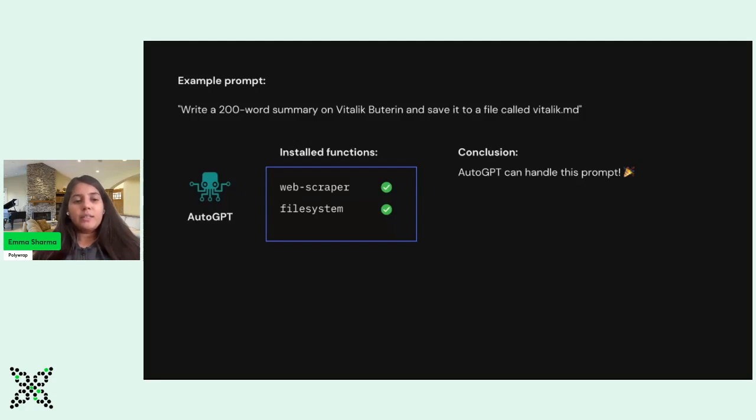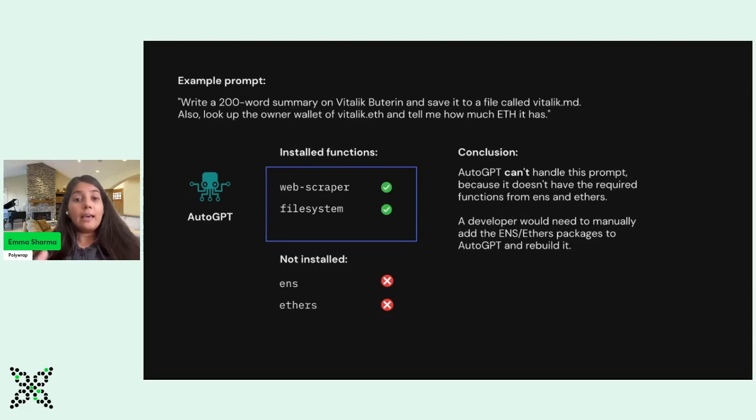If you were to do this, first of all, to set up your AutoGPT, you're going to go and pre-install a web scraper command, and then you're also going to pre-install a file system command, which let's call functions, right? So you would have these functions pre-installed, then you'll write this prompt in AutoGPT, and it's going to scrape and give you the summary and write the file. So great, it does this for you.